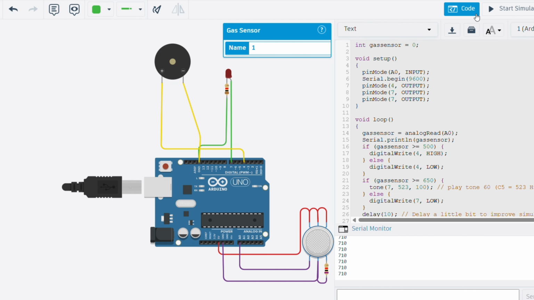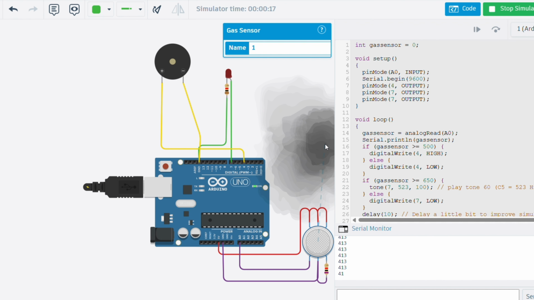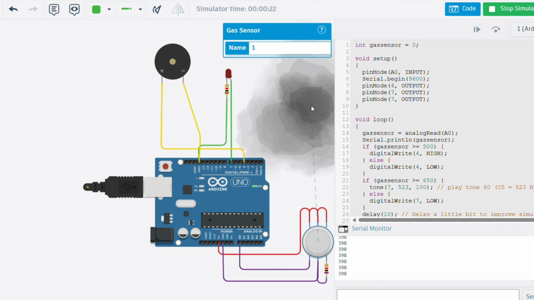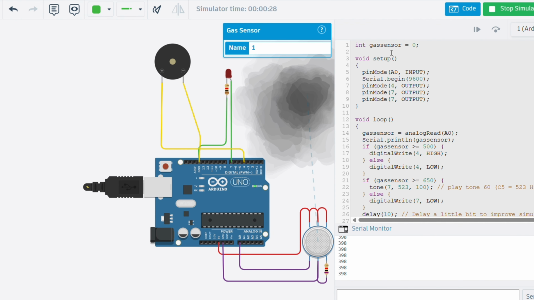Simulation for our Tinkercad. Firstly, when we start the simulation, there is smoke here, and you can see the serial monitor, which, when there is no smoke, doesn't increase. But when we bring this smoke close to the smoke sensor, this LED will light up, and this buzzer will produce sound, which is what we will be hearing. And you can see the serial monitor increasing when we go down. Thank you.